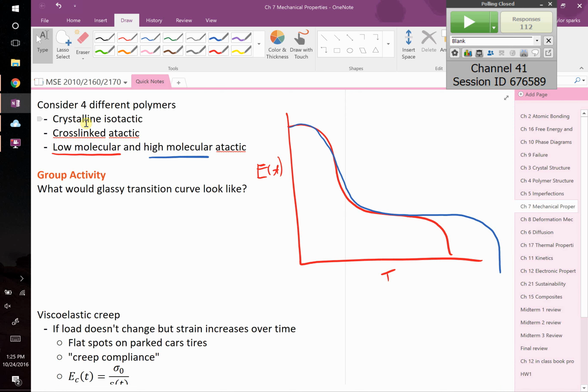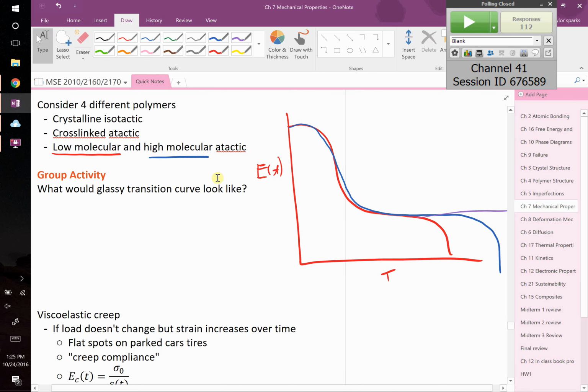And then cross-linked. How would cross-linked look different as well? So ask yourself this: will a cross-linked polymer ever flow? No. You heat up a piece of rubber, it doesn't melt, it burns. So it's never going to flow. So it's going to just keep on going. And I believe a crystalline is just going to do something like that, but I will come back with that and double check it next time. Okay? So I'll come back to that.